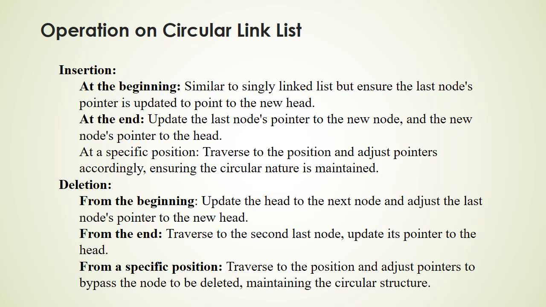To delete a node from a circular linked list: to delete a node from the beginning, we update the head to point to the next node and adjust the last node's pointer to point to the new head. To delete from the end, we travel to the second last node and update its pointer to the head, because we want to attach it to the first node. Deleting a node from a specific position involves adjusting the pointers of surrounding nodes while ensuring the list remains circular.